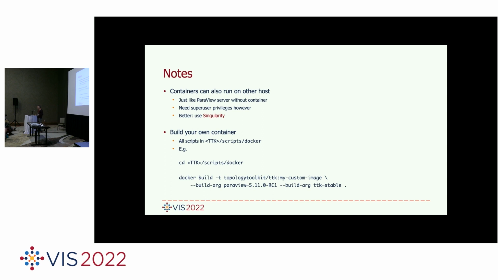And you can also use the mechanics we have here to build your own containers if you want your own portable environment. For example, you're developing some awesome new method within TTK, and you want to test this out on an HPC machine, or you want to ship your build to somebody else. Instead of telling them the build instructions, why not just give them a container? And we have all the scripts in the TTK source tree, so you can just go under scripts and Docker, and there's a Dockerfile, and you can build an arbitrary combination of ParaView and TTK and whatever else you might want to add in there.